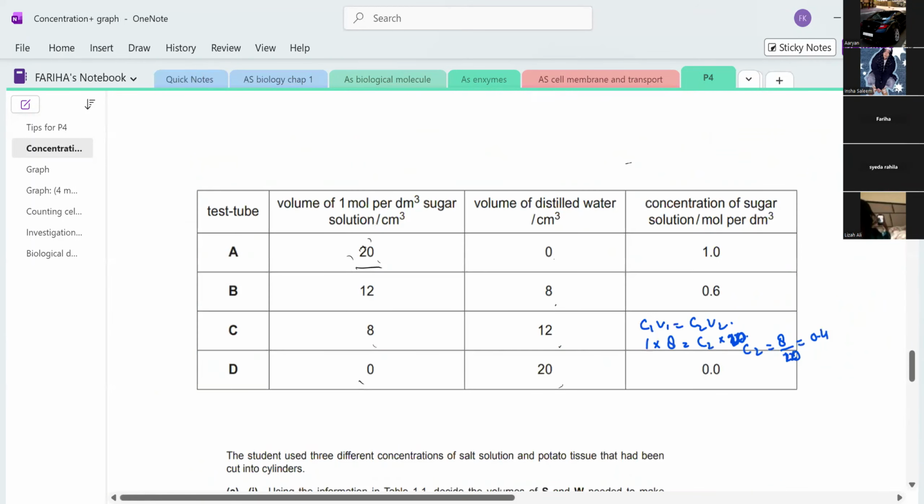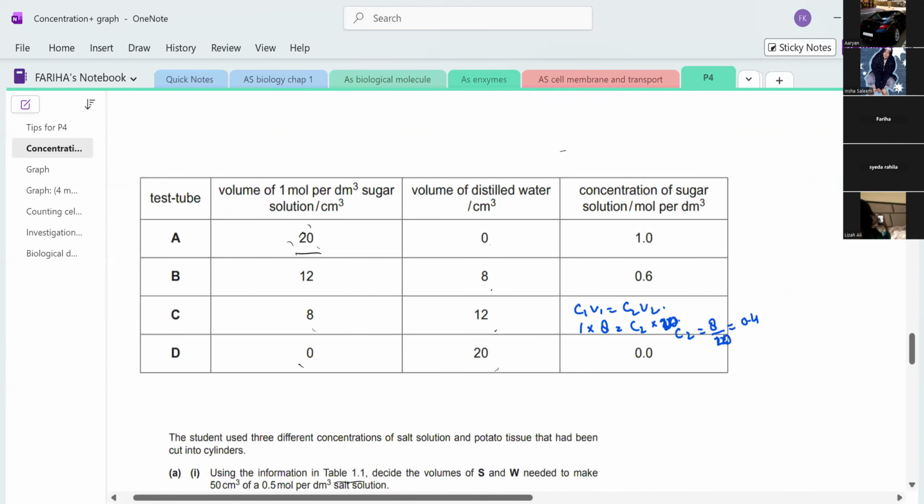Now, this is the table that is provided by the examiner. In this table, where is the stock solution? Keep this formula in your mind. M1V1 is equals to M2V2. Sometimes you can write, rather than M1, C1V1 is equals to C2V2. So M1 or C1, both are the same thing. M1 means molarity and C1 is concentration. Both of them are the same thing.